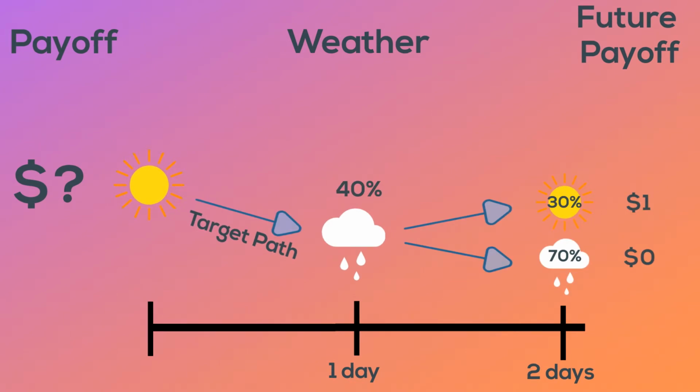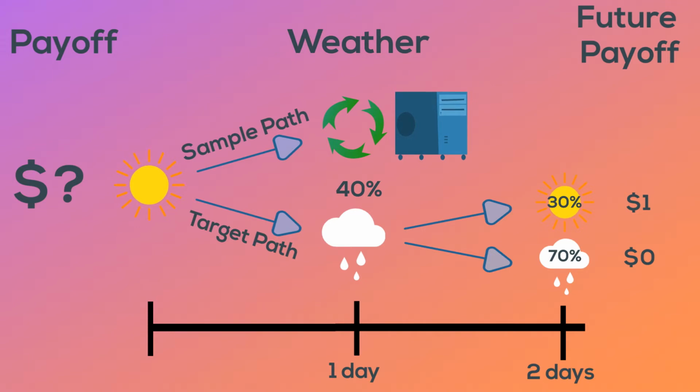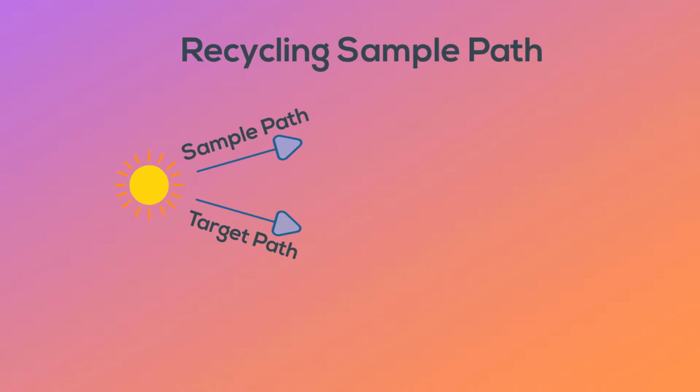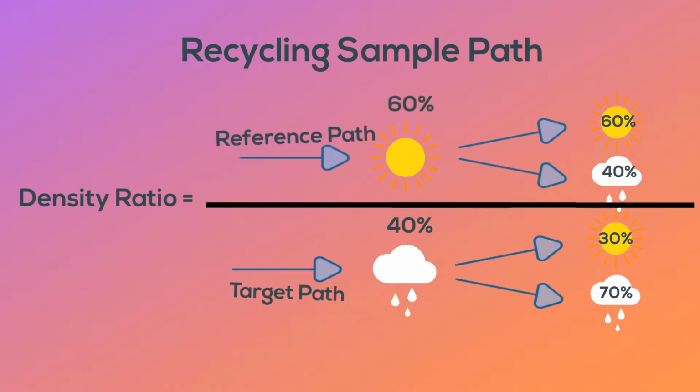This time, instead of running another simulation to get a new sample, like what we did in the nested Monte Carlo method, we reused the sample of outcomes we had from the sunny scenario. In order to properly recycle this sample, we must find a relationship between the probabilities of the outcomes for the reference and for the target path. We can do this by taking the ratio of the probabilities for each path and each outcome.